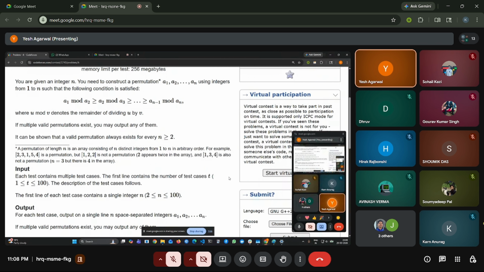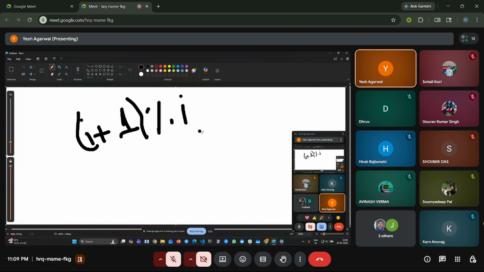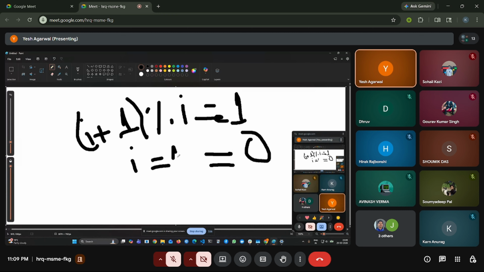First of all, what is i plus one mod i? It's just one, right? Except for when i is one, where the value would be zero. For it, it will be zero. Otherwise, it will be one.